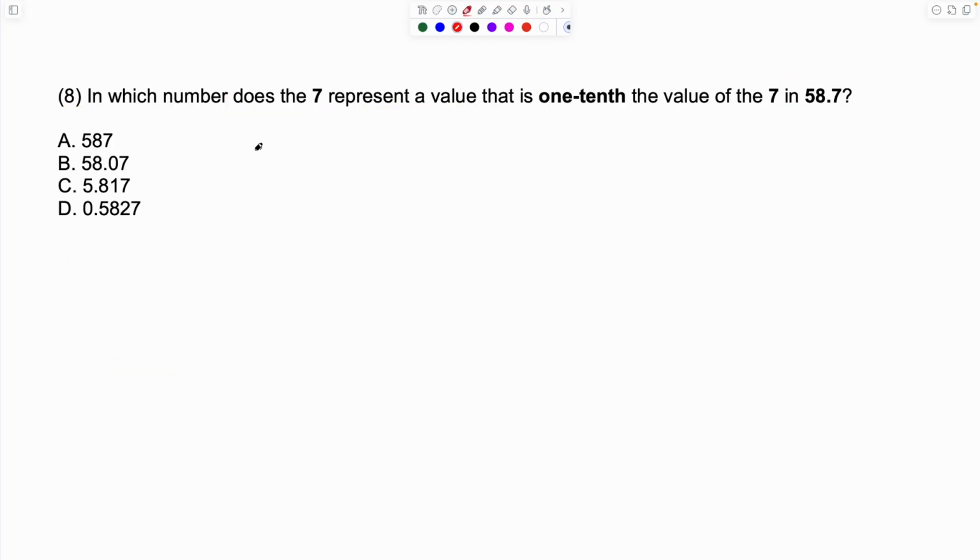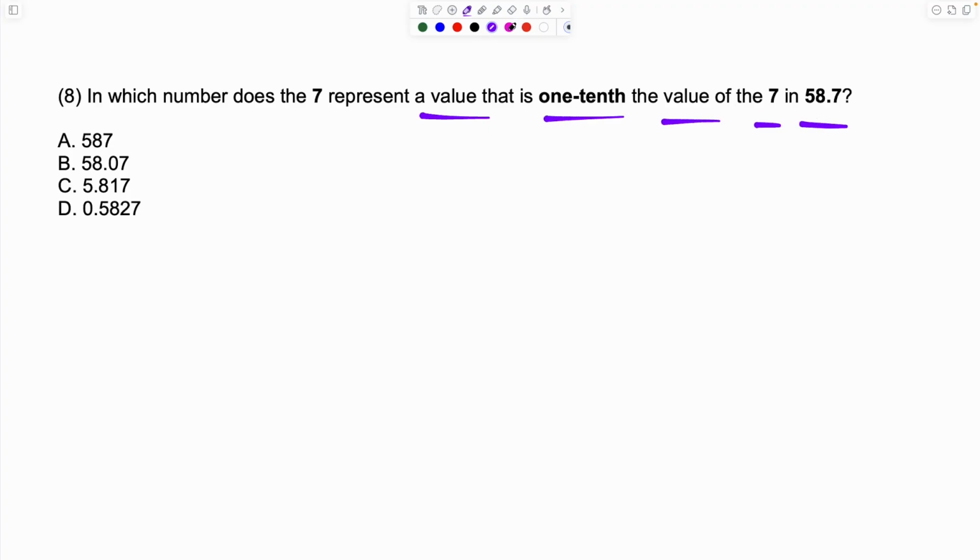Question 8, in which number does the 7 represent a value that is 1/10 the value of 7 in 58.7? So this question could be very, very tricky. And this is another one of those types of questions that you might have to reread a few times. So here, once again, in which number does the 7 represent a value? So this part is important. Represent a value that is 1/10 the value of 7 in 58.7.